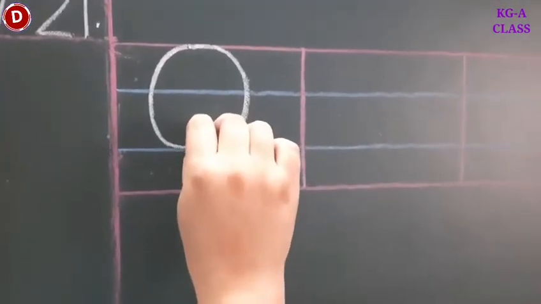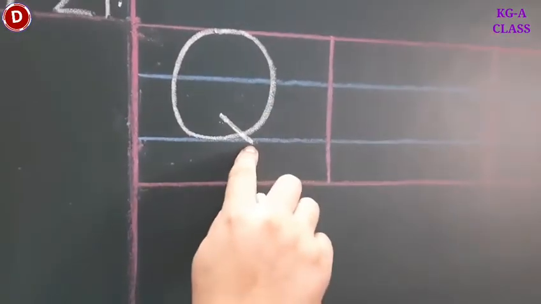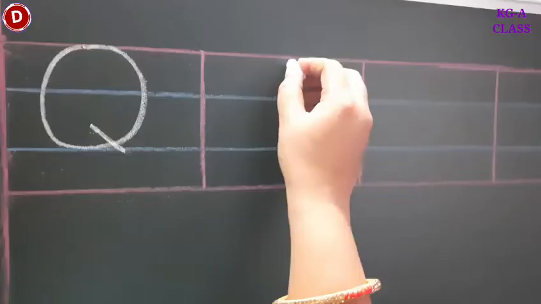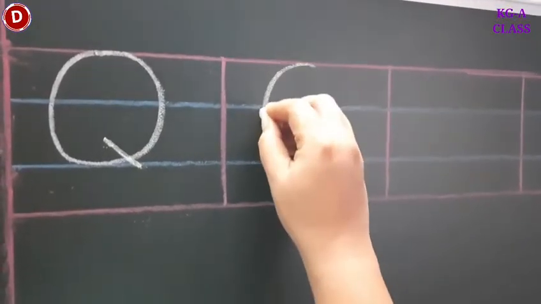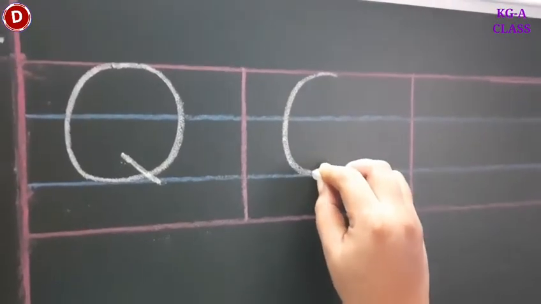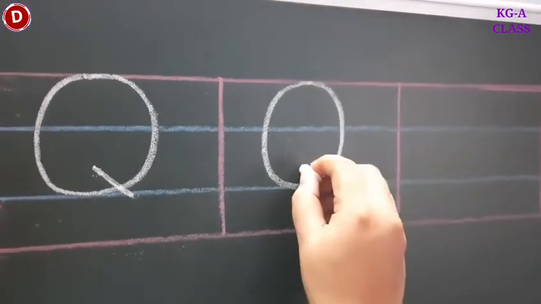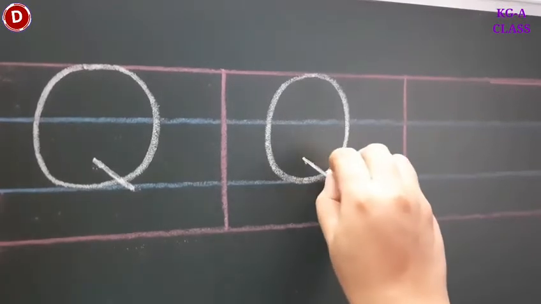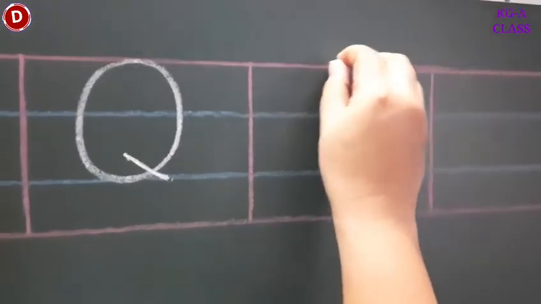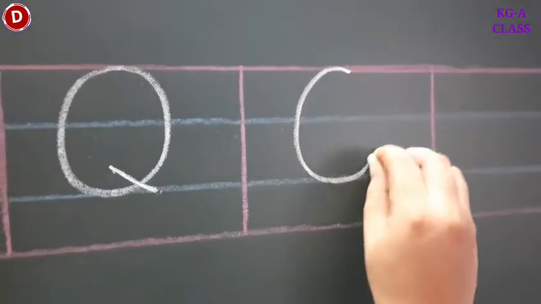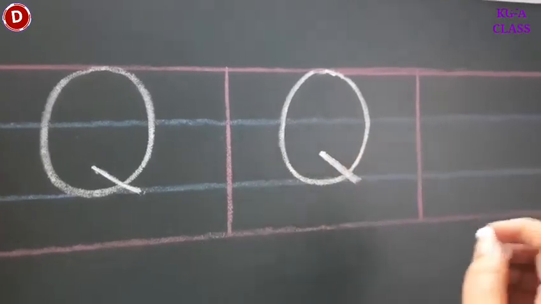Now children, look here. At this point you have to make a slanting line till the second blue line. In this way you have to write Q. Now see, again I'm going to write. So like this, first a semicircle and then you have to make a complete circle like this. Then remove your hand, go to this point. From here you have to make a slanting line like this. So writing Q is quite easy. Like this.